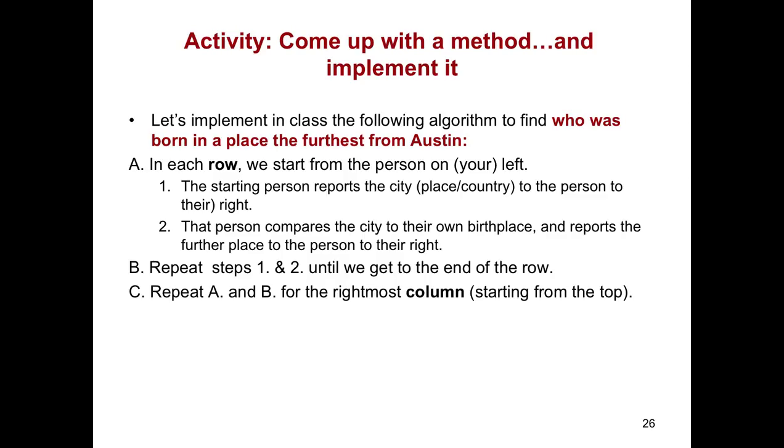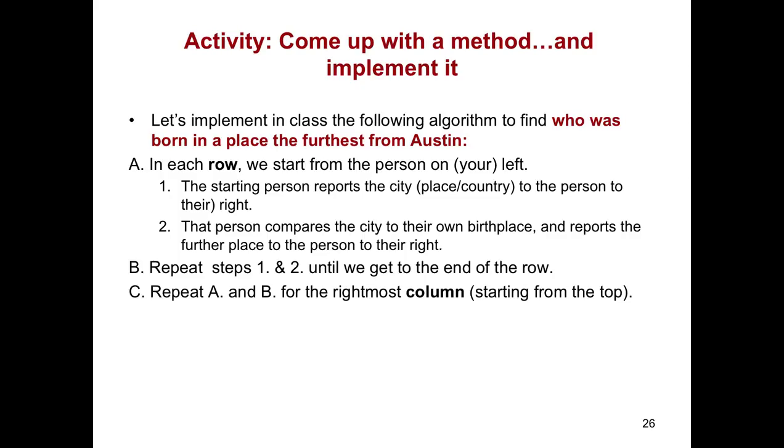We're going to start from this side, and the first person in a row will tell their place of birth. And typically it should be a city and a country, so we don't run into, Texas is large, so we don't want to run into, right, who is further, who is not. And you might need the help of Google Maps. So you will tell your place of birth to him. He's going to compute and say, is that further from Austin or not?